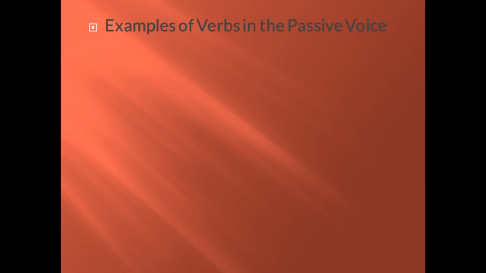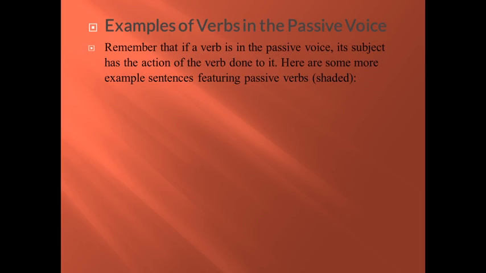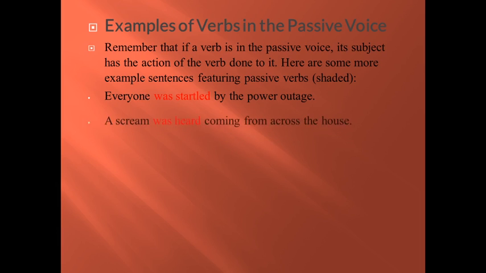Let's have examples of verbs in the passive voice. Remember that if a verb is in the passive voice, its subject has the action of the verb done to it. Here are some more example sentences featuring passive voice. Of course, you can find them in red color or shaded, it doesn't matter at all. Let me have the first example. Everyone was startled by the power outage.